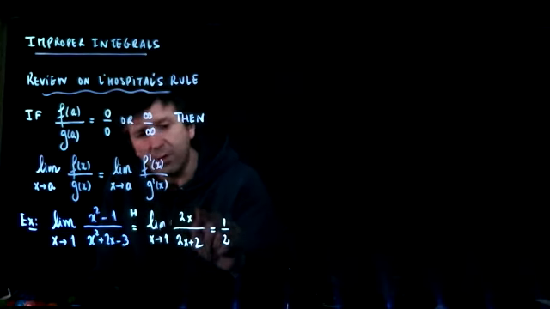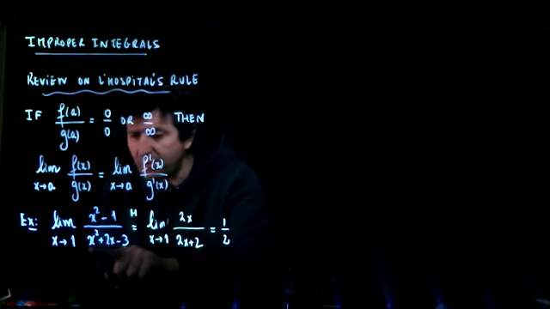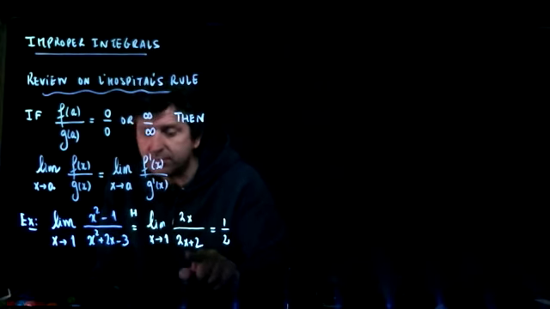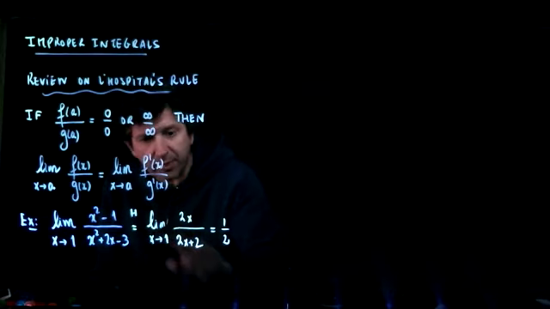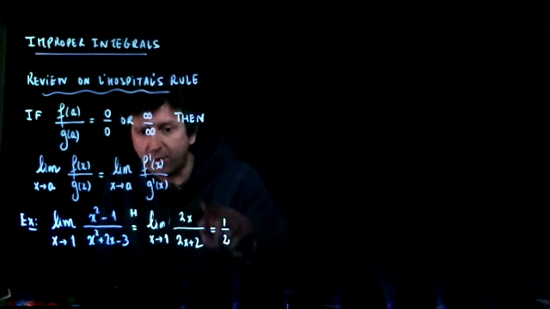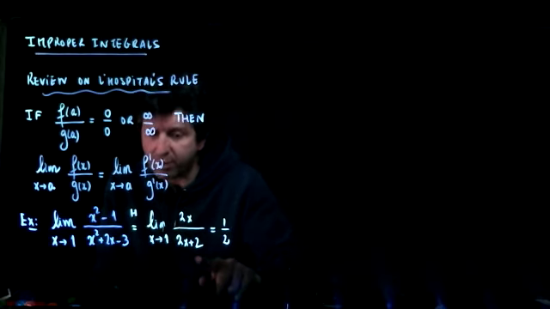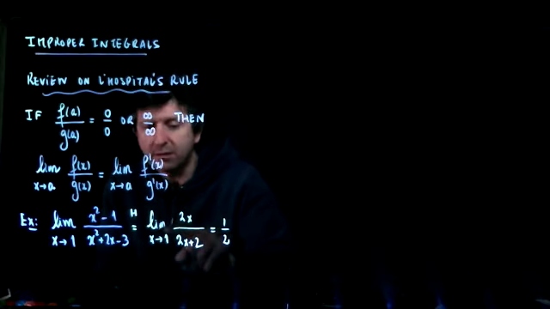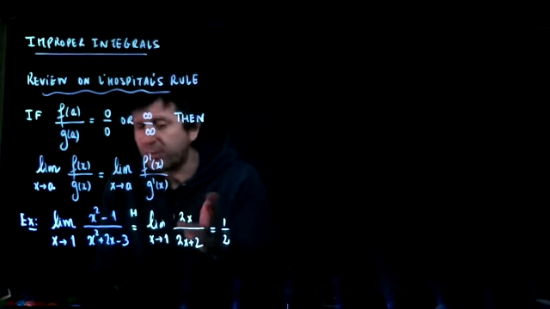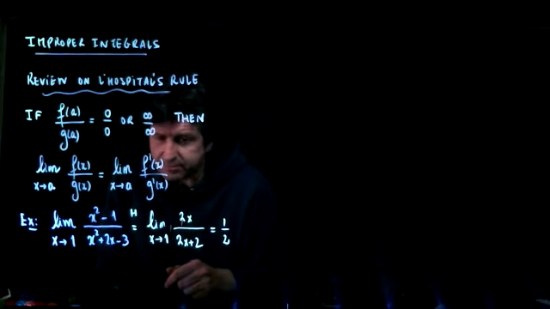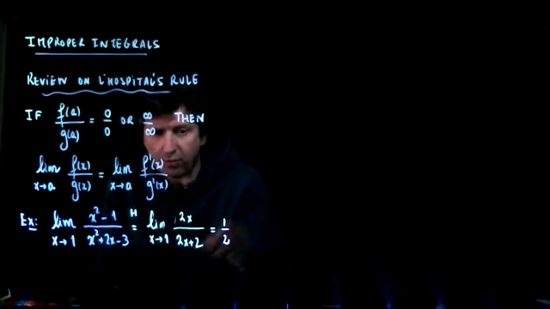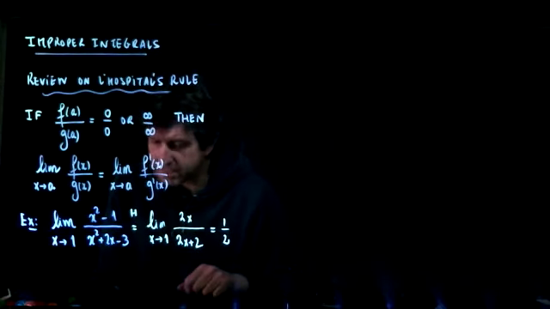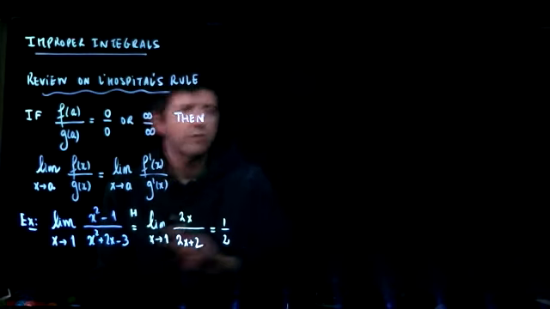So the derivative of the top is 2x, right? The derivative of x squared is 2x. And then the derivative of the bottom is 2x plus 2. Okay, so that's what I did. Here I applied L'Hopital's rule. I did f prime over g prime, derivative of top over derivative of bottom. And that is 2x over 2x plus 2. And now I replace x with 1 and see what happens. So I get 2 over 4, it's a half. Is that okay? Yeah. Okay, let's do a few more.